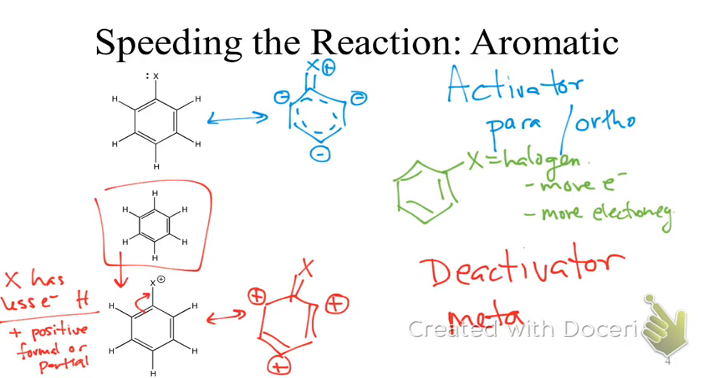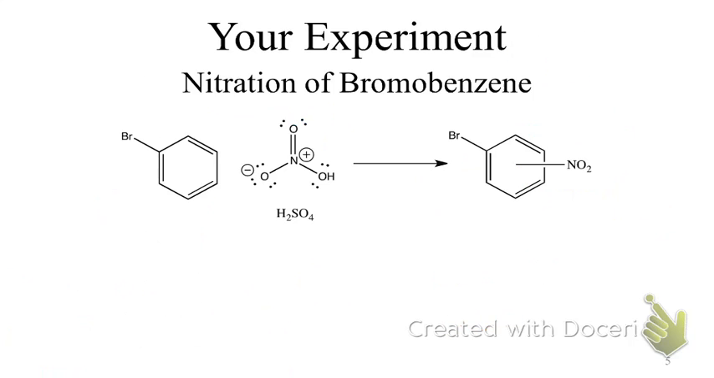Two observations. Halogens have more electrons, so we would expect activators, para-ortho, but they're more electronegative, so we would expect them to act as deactivators and meta-directing. So we've got a bit of a problem here in trying to decide where our substituent should occur. That's what this experiment's designed to do. You're going to go through and test this.